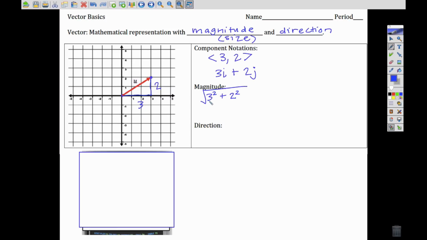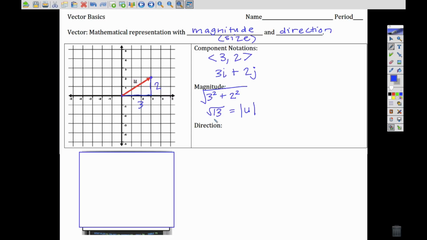So we have 9 plus 4, which is 13. So the magnitude is the square root of 13. And the way that we notate that is we say that that is the magnitude, just like the absolute value symbol is what's used, of u. Now, depending on the context, you might decide to leave it in radical form if it's an irrational number, or it might be helpful to find a decimal approximation.